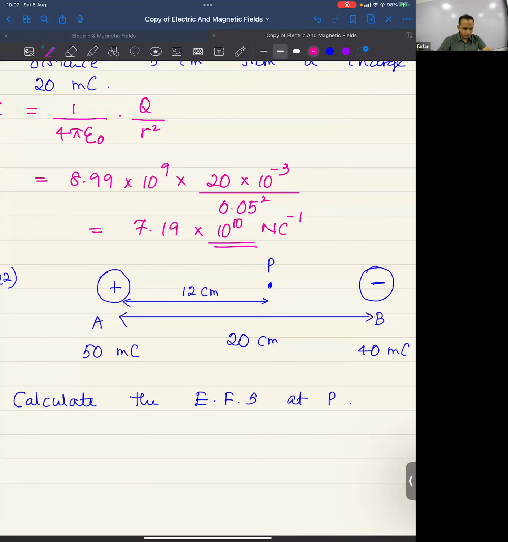Right, guys, tell me this. Electric field strength at P. Listen to me, just answer this part. Electric field strength at P due to A, to the right or left? Who told left? To the right. I'll take that to be EA.